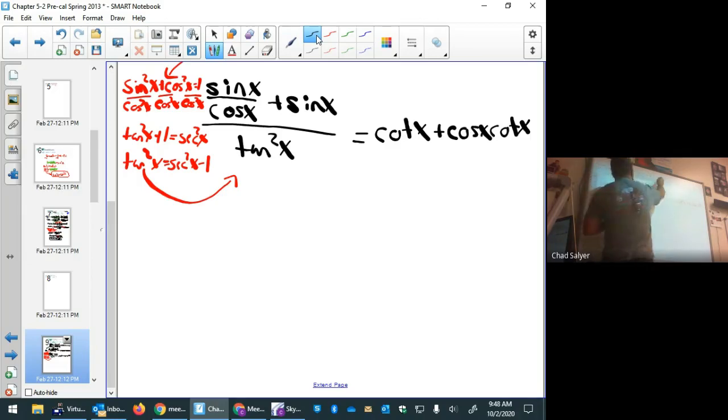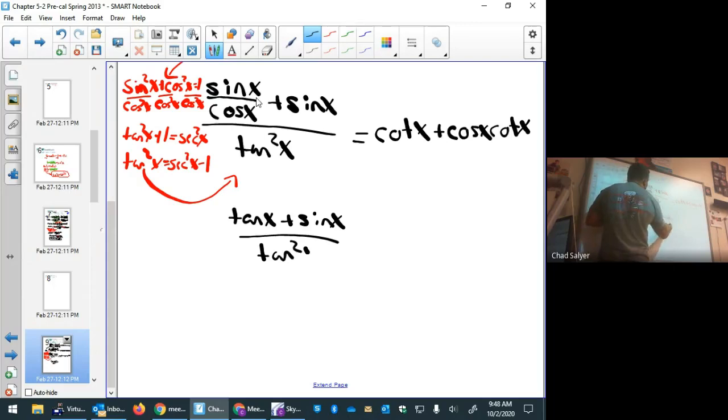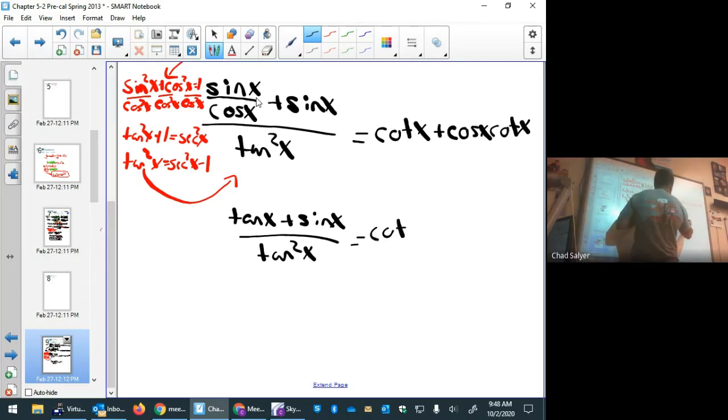So, and I think this is probably a little counterintuitive. I'm going to rewrite the sine over cosine as the tangent of x. So that's all I'm doing on this step. But the next step is a little counterintuitive because it's not what we usually do when you're simplifying.